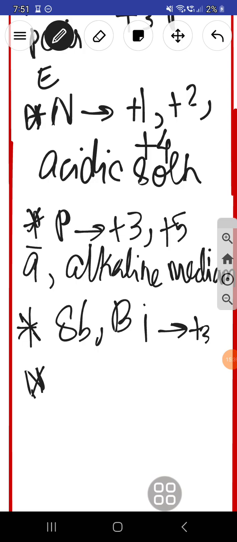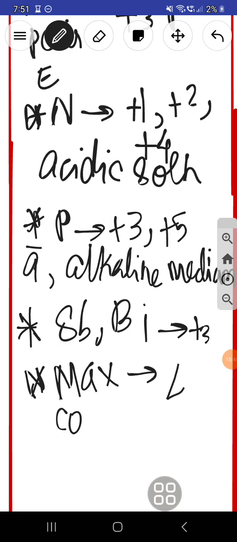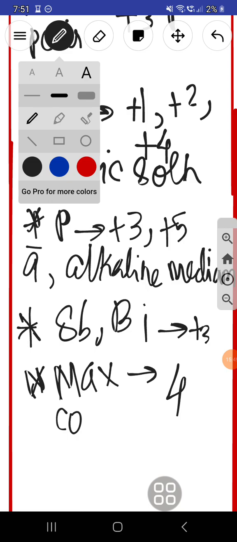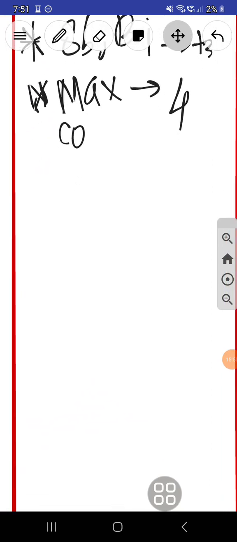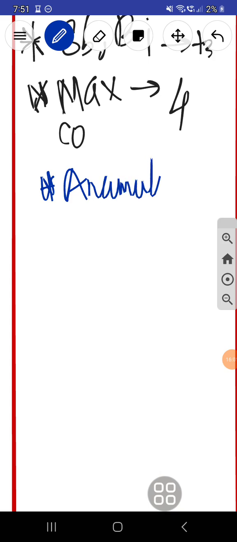The maximum covalency of nitrogen is limited to 4. Absence of d orbitals is the reason for it. Because of the absence of d orbitals, nitrogen also shows anomalous properties. So next we are going to learn about the anomalous properties of nitrogen. Excuse my handwriting.